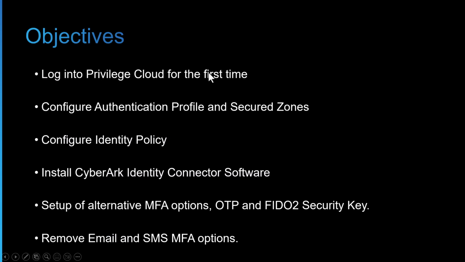Today's objectives are to log into Privileged Cloud for the first time. Then we'll configure an authentication profile and secured zone, which will apply into a CyberArk identity policy. We'll then go and install the CyberArk Identity Connector software on the two connector servers in this lab so the Active Directory users can log into Privileged Cloud. Then we'll set up alternative MFA options such as one-time password and FIDO2 security keys. And then we'll remove the email and SMS MFA options.